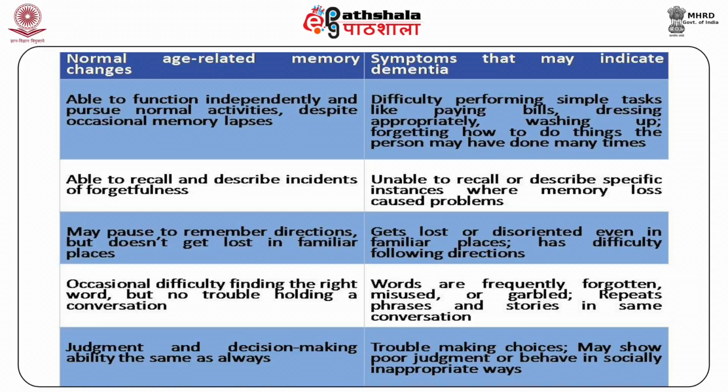Other normal related memory problems could be that judgment and decision making ability is the same as always. However, in dementia there is trouble making choices. The individual may show poor judgment or behave in socially inappropriate ways.